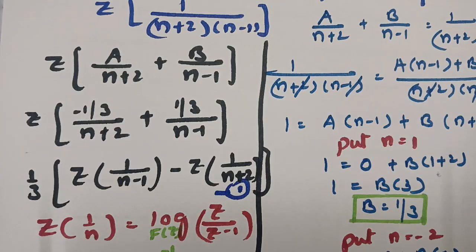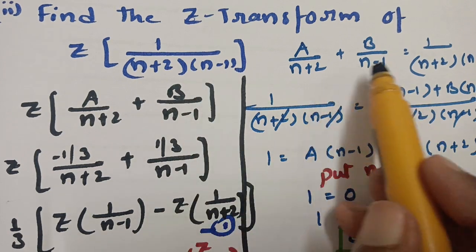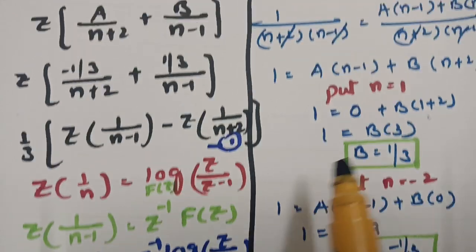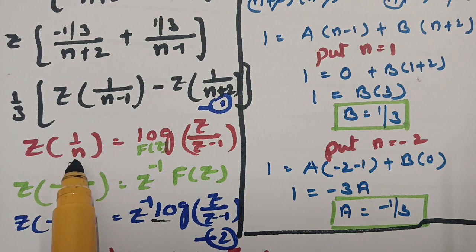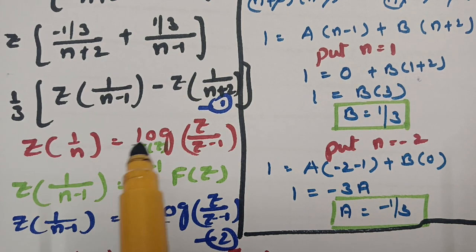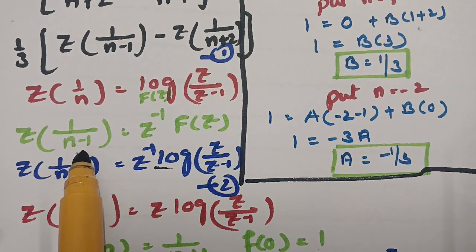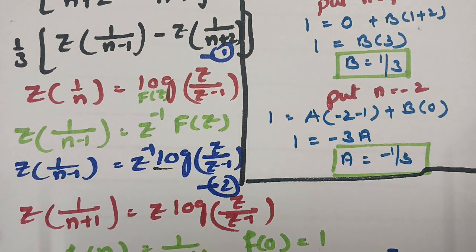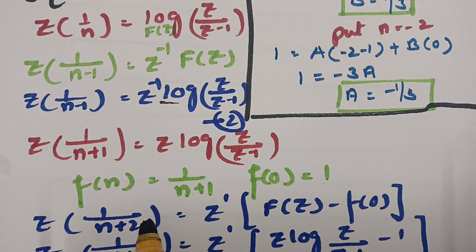So this is also so important. So this is 1 by n plus 2 and 1 by n minus 1. So here I resolved and got the value of a as minus 1 by 3, b as plus 1 by 3. If I substitute here and here, this is equation 1. So as you know, according to the standard function, the z transform of 1 by n is equal to log of z by z minus 1. If it is shifted to the right side by 1 unit, then the formula is this, z inverse of f of z. Clear? And next we need the value of 1 by n plus 2.